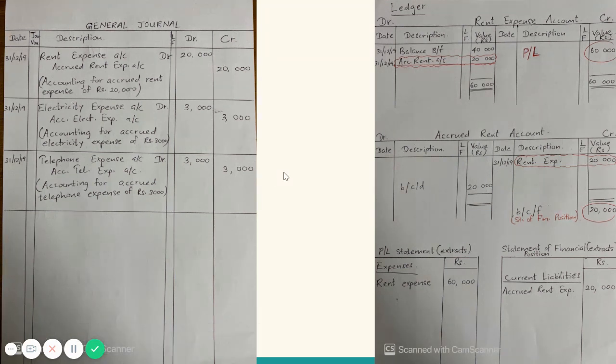If you can remember, these are the general journals and the ledger accounts. Here are the general journals and these are the ledger accounts, which are relevant for the activity 1 in your textbook. So there I have showed you the double entry of accrued expenses. The relevant expense account you have to debit and accrued expense account you have to credit.